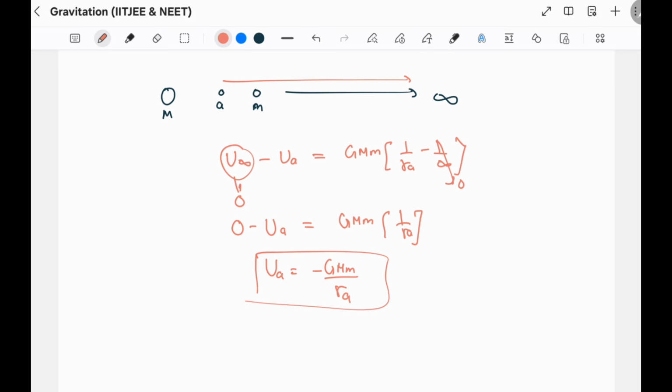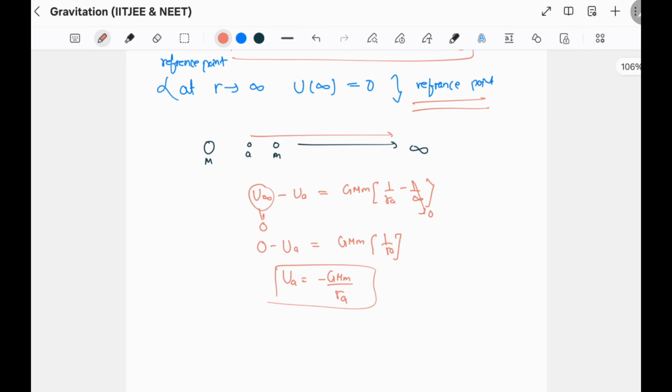So the potential energy at point A will be minus GMm by r, because of this mass system. Or in simple terms you can say U at any general distance r will be minus GMm by r. So this you can remember always, and don't forget this negative sign. So this will show you that potential energy is negative.